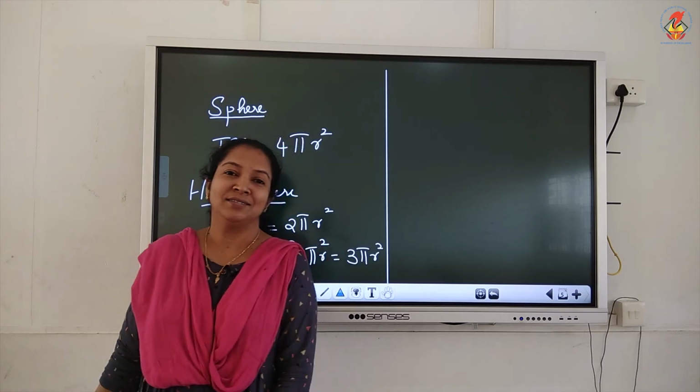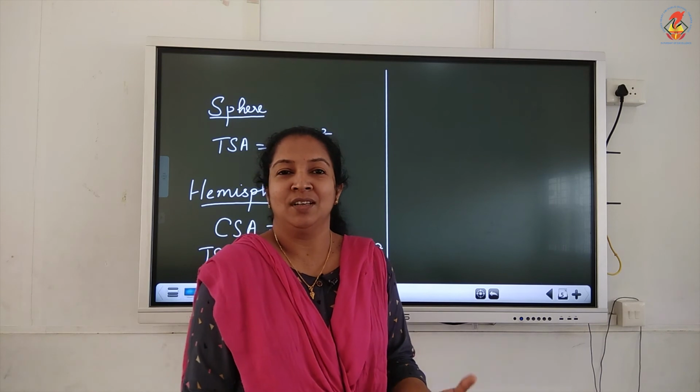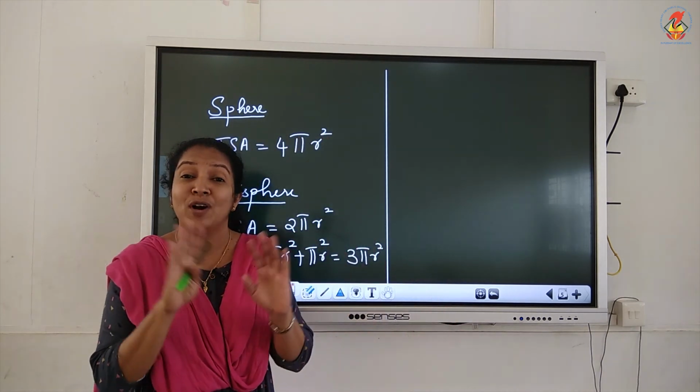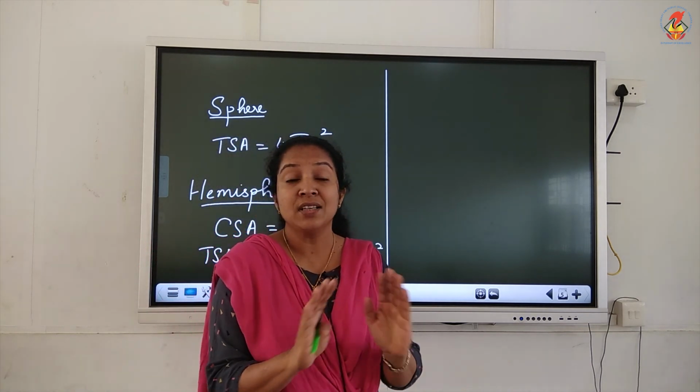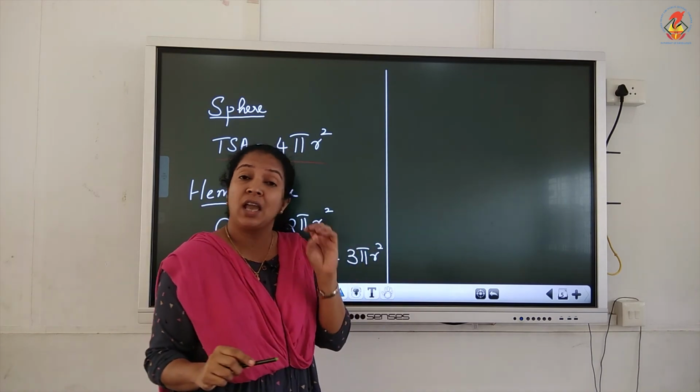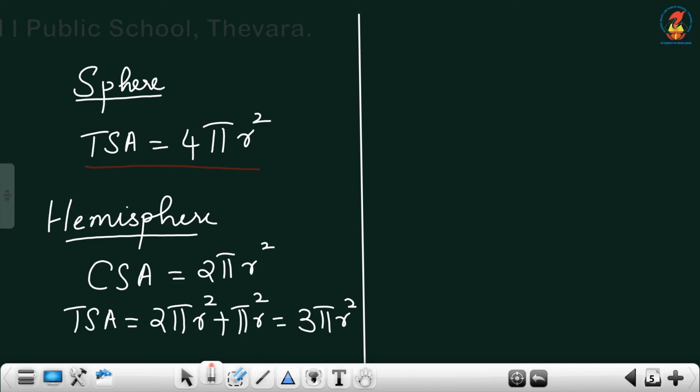Then sphere. Example is ball. How many surfaces are there? Only one surface. Sphere has only one surface. So the total surface area of the sphere is 4 pi r square. Then come back to this hemisphere.